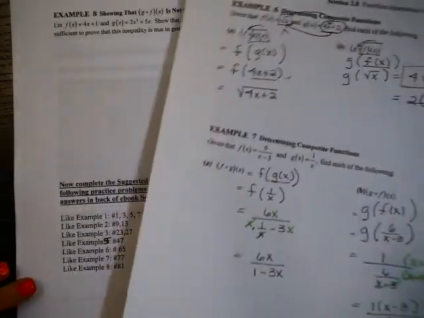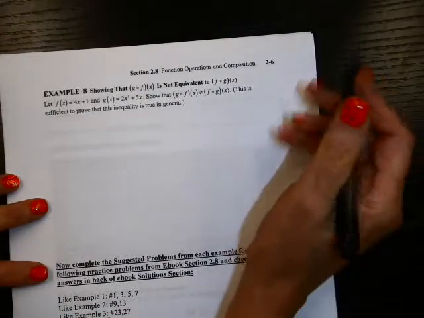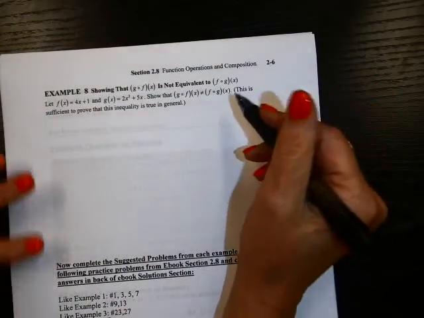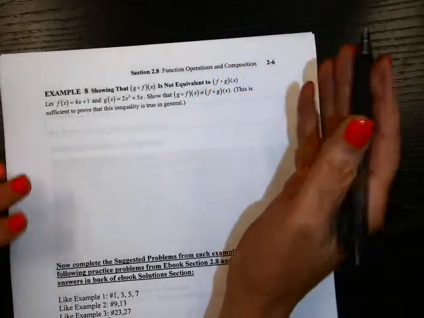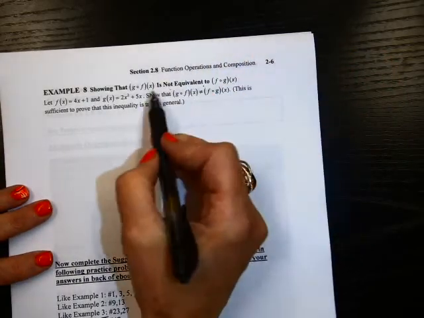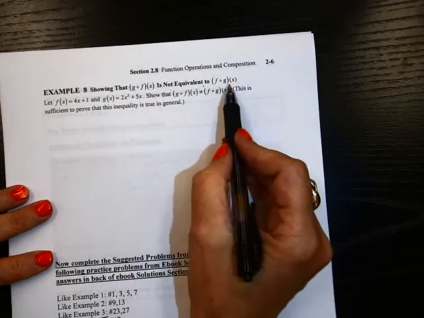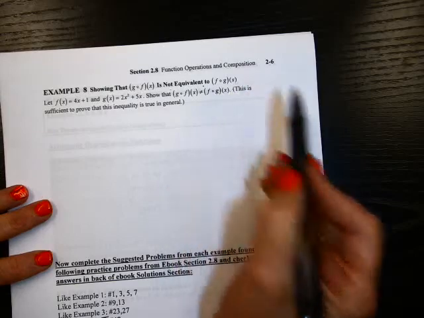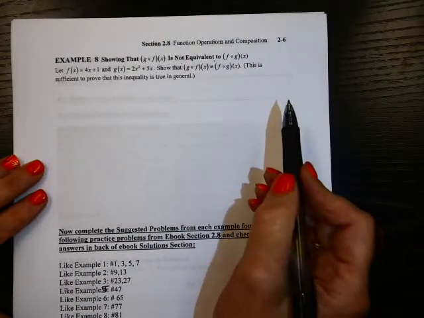We have one more example to cover that covers composite functions. Let's look at example A. This example asks us to show that these two functions are not equivalent. In other words, they're saying show that taking g of f of x is not the same as taking f of g of x. We want to clearly understand those are two different requests.